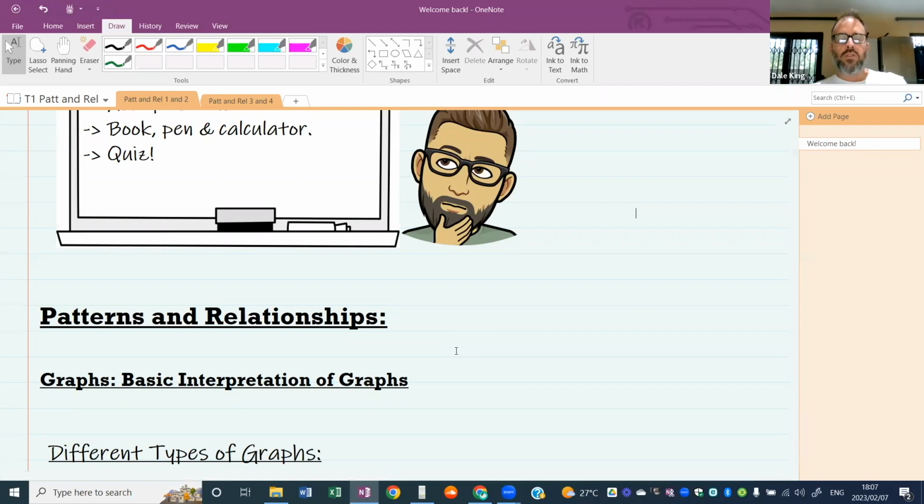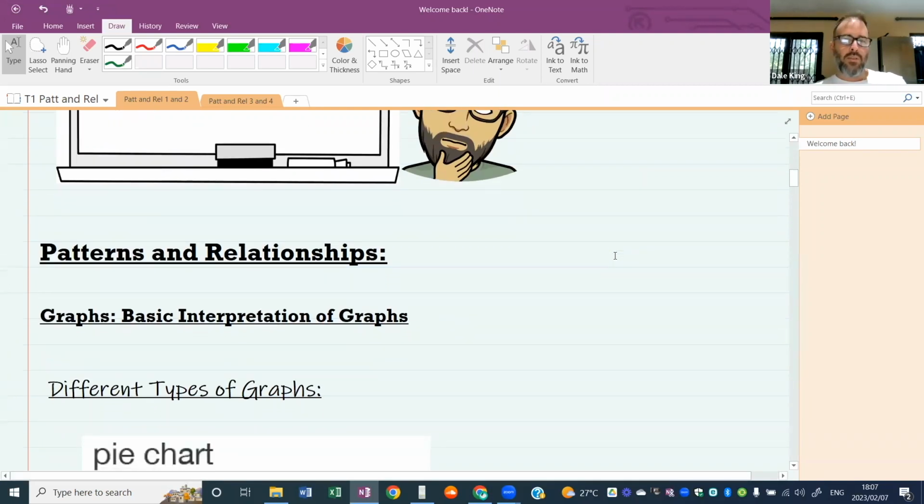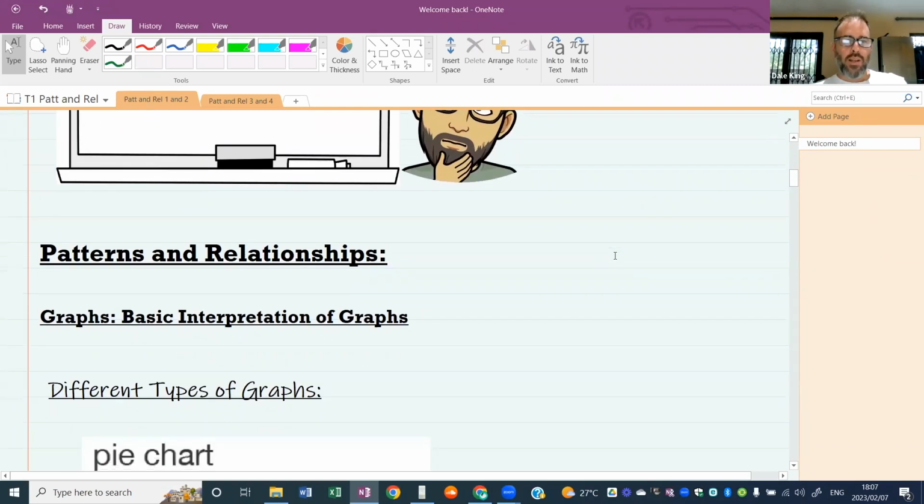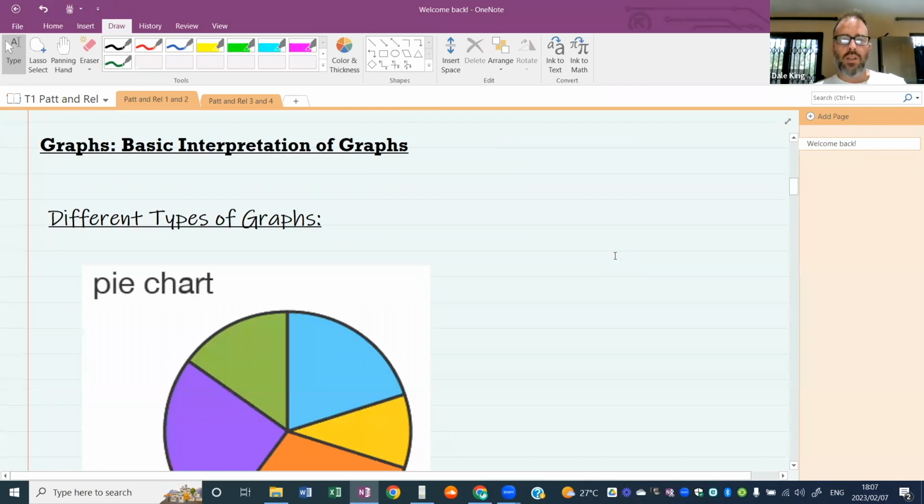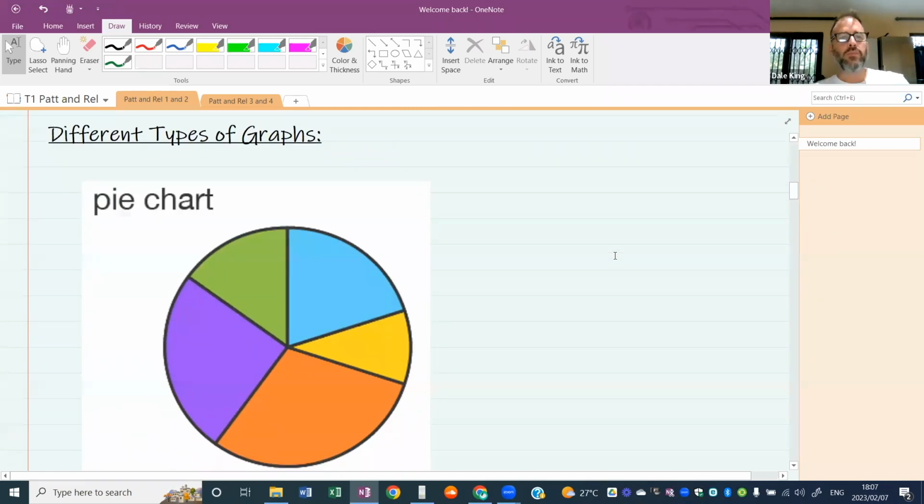So we're going to have a look at graphs, and then we're going to have a look at a relationship. And we also will talk about the dependent and the independent variable. And we'll have some questions at the end of the lesson. Okay. All right. Hope you're ready. Let's get into it. So we're going to quickly run through the basics of graphs.